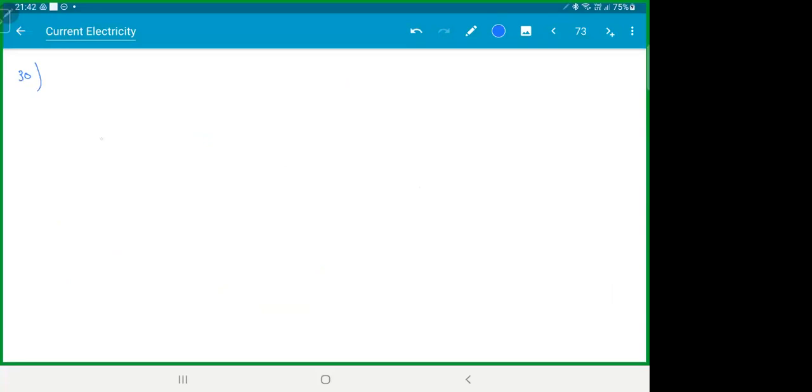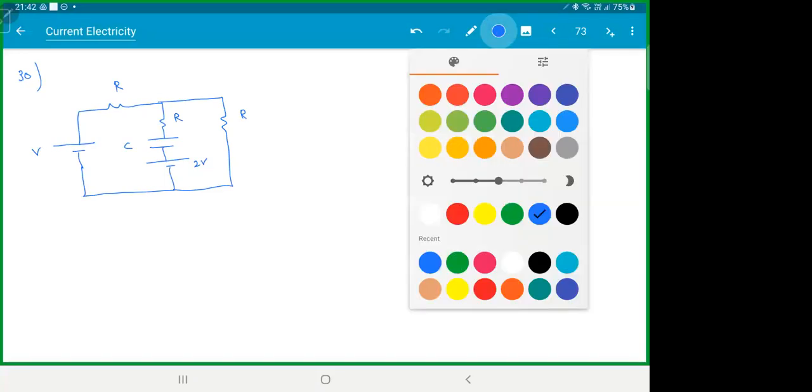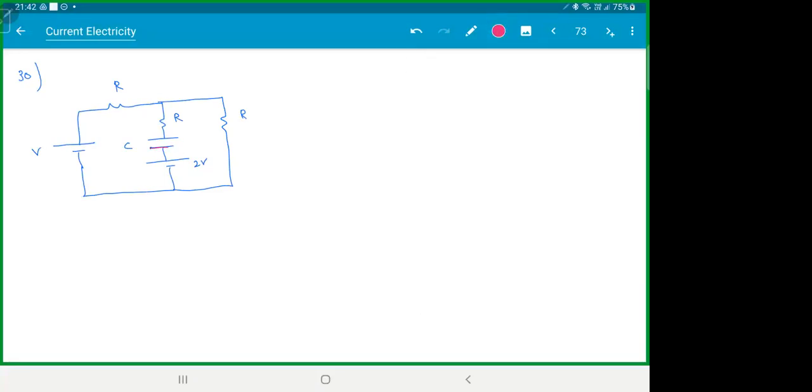29, 30. Let's see. This slightly complex one, but let's see how to do this. So R, 2V, V, capacitor. But let's say on this capacitor, you already have some charge here. This is the positive plate, plus 2CV. This is minus 2CV. Find the charge on the capacitor at time t. So let's say this is the switch here.